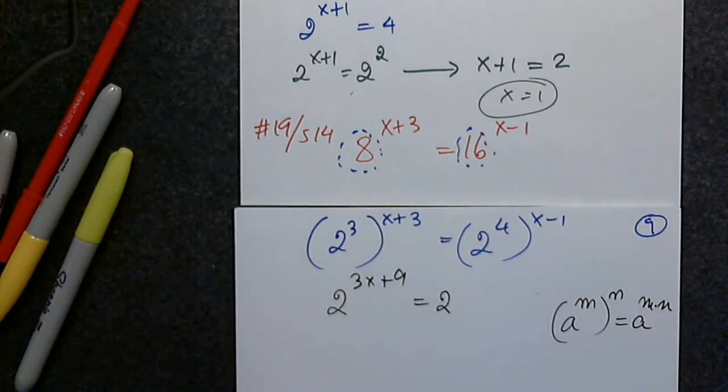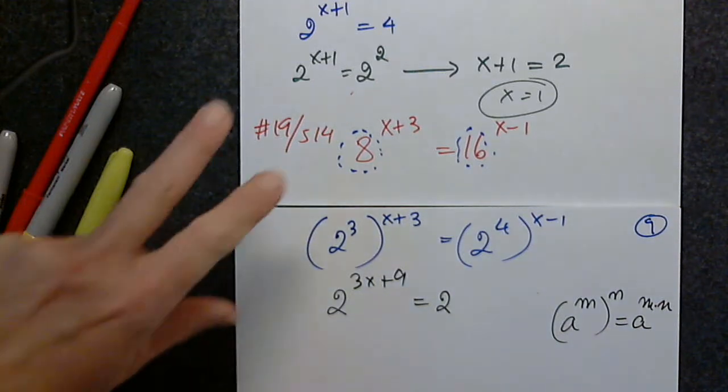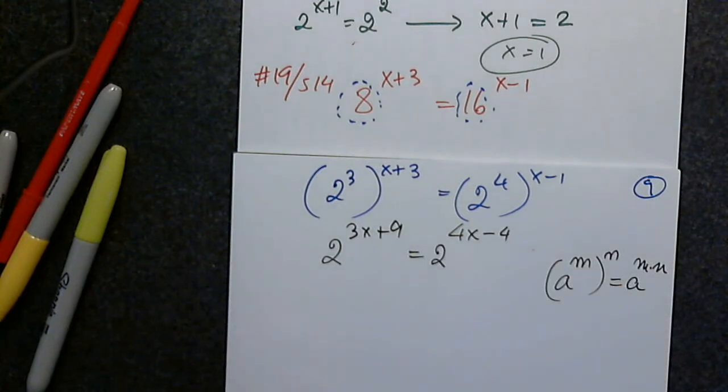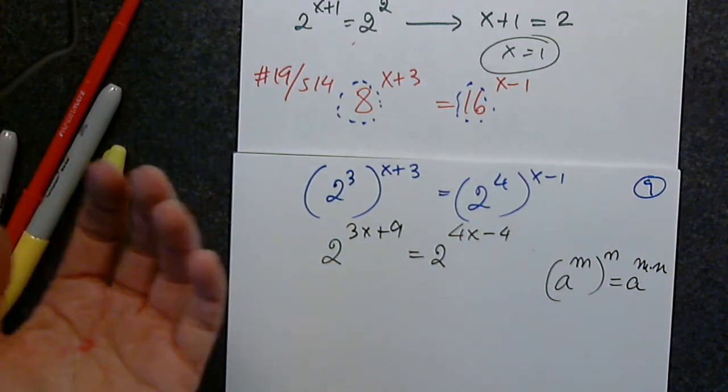I have to perform the exact same operation because I have 2 to the 4th, everything raised to x minus 1. So I copy the base and multiply the exponents. What do I get? Awesome. So now I'm back to the same situation, the simplest possible exponential equation.